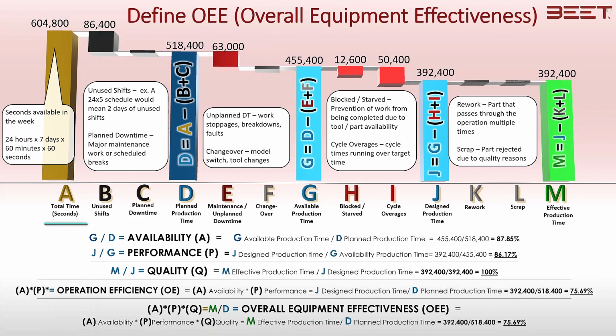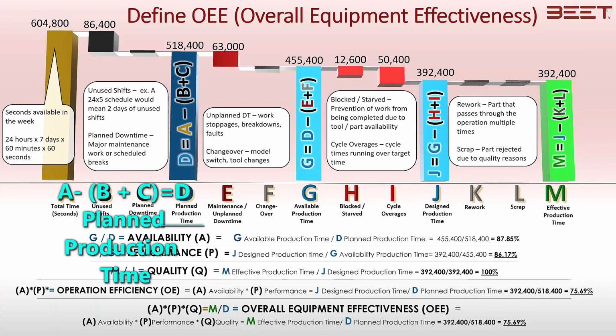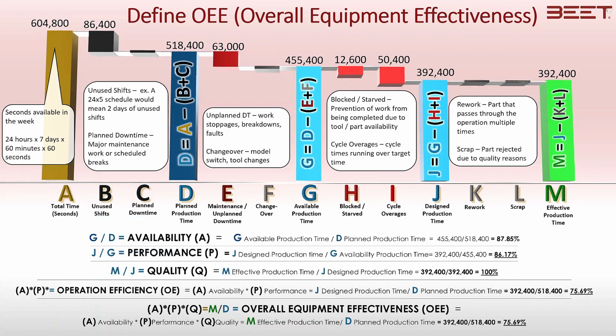Bar A is the total time available to the system. B is the unused and unscheduled production time. C is the planned downtime for maintenance or scheduled breaks. By deducting B and C's time from A, we get D, which is the planned production time. This is the base for OEE calculation.